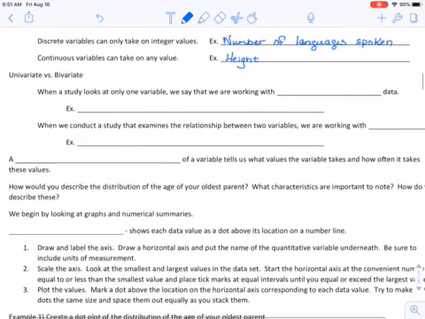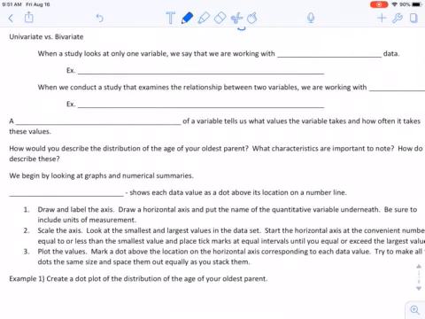Some of these studies we're going to look at and deal with could be univariate or they could be bivariate, those prefixes being the important part. When a study looks at one variable, the prefix for that would be the uni or the un, we're going to say that we are looking at univariate data. So if I just collect data on cell phone use, that's univariate.